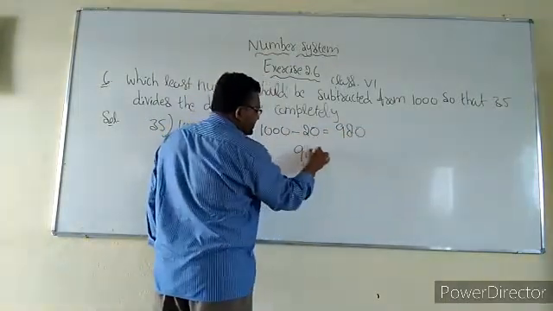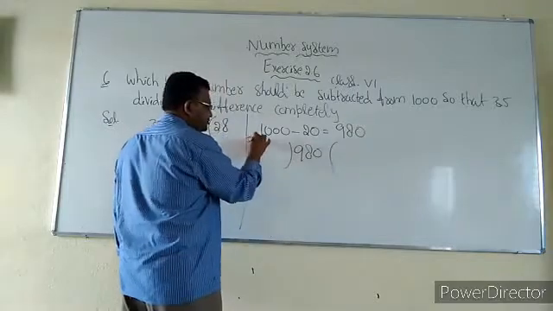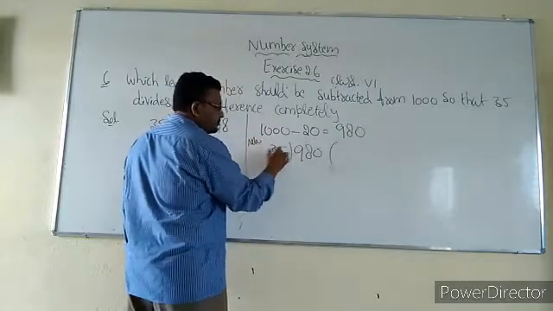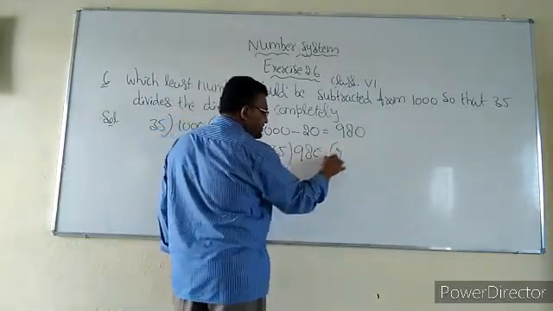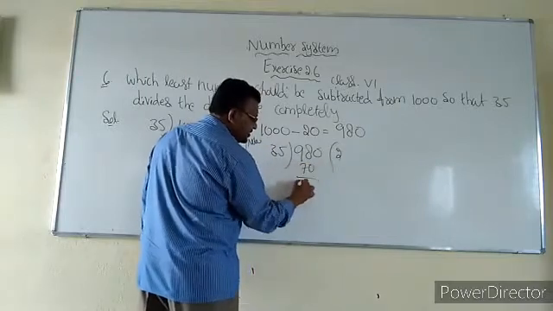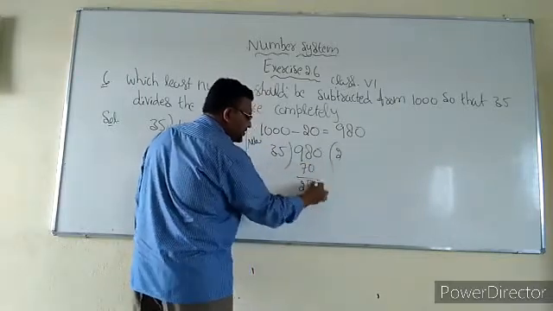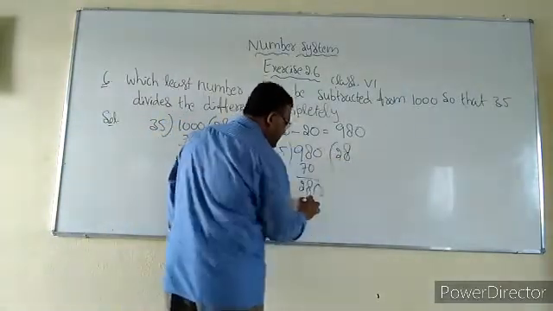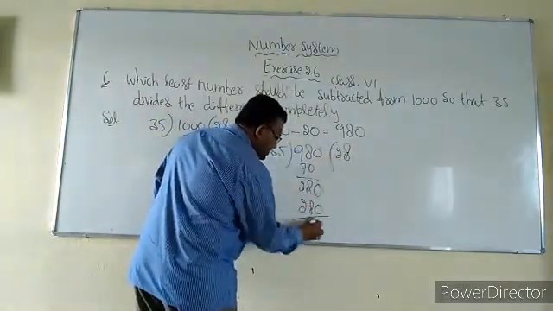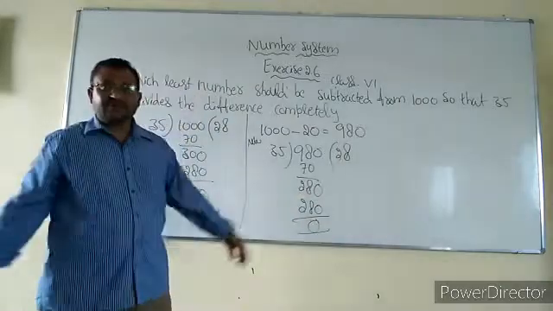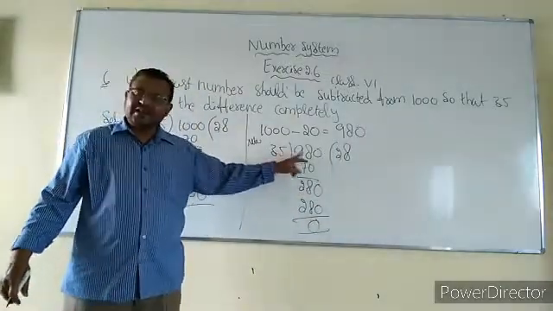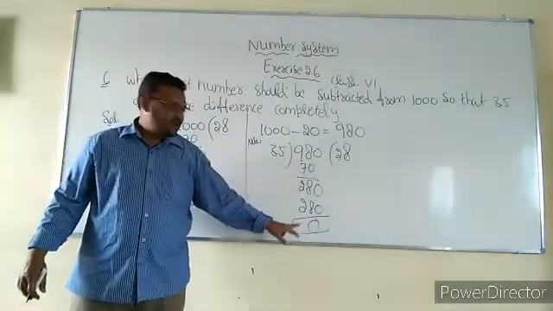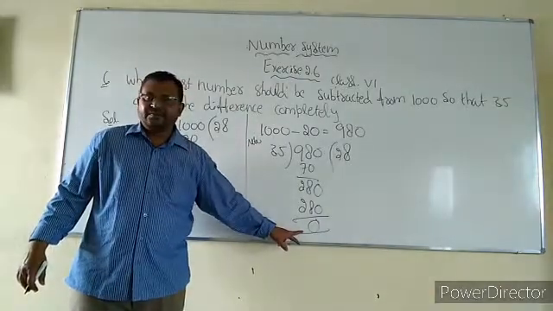Now divide 980 by 35. 35 twos are 70. So 28 is the remainder. Bring down 0, it will become 280. Now 35 eights are 280. Now it is completely divisible by 35. It means 980 is completely divisible by 35.